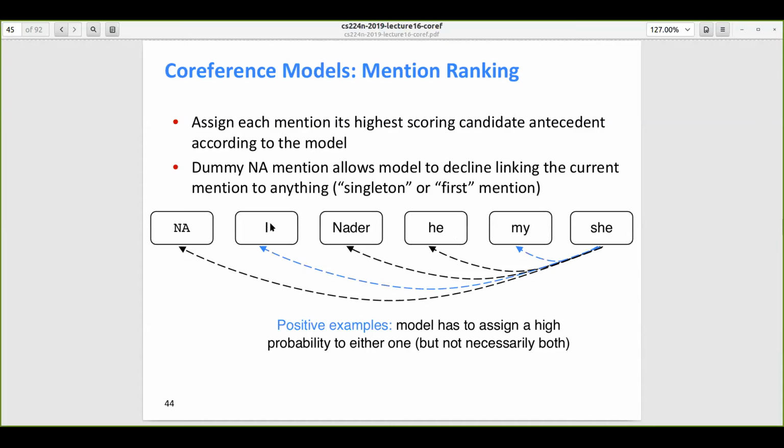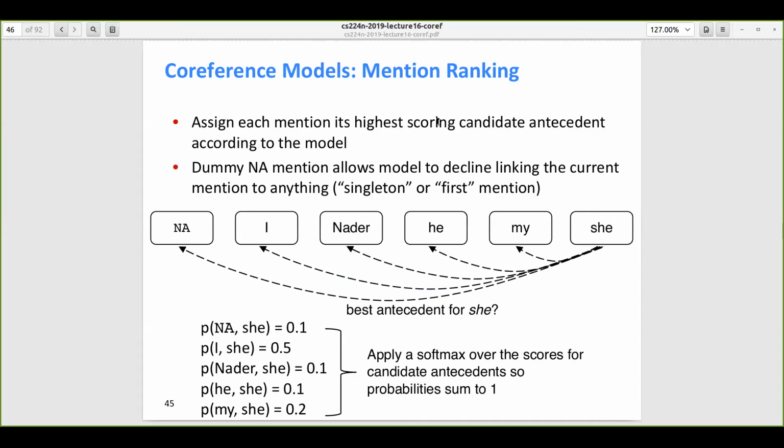So here we have the three words, I, my, and she. And by using mention ranking, the model is expected to assign high probability to only one of the antecedents, but not both. So that's what we see here. The score for NA and she is 0.1. And as we can see here, it is maximum for I and she, which makes sense because I and she are proper mention pairs, whereas every other word has a pretty low score.